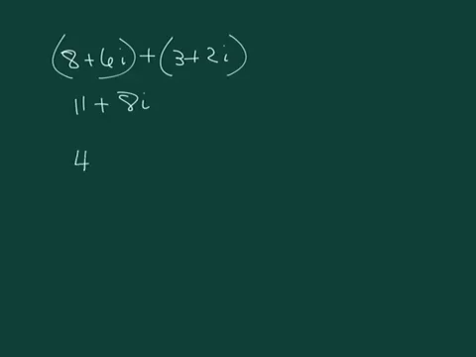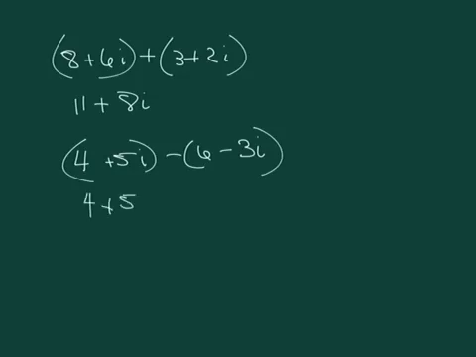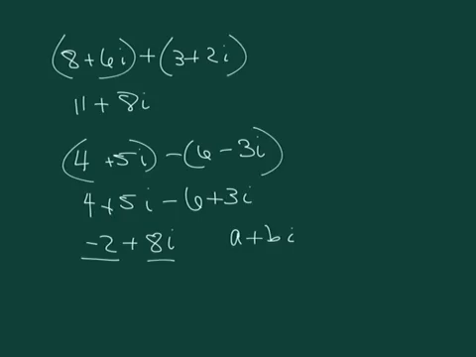If we had 4 plus 5i minus 6 minus 3i, take the parentheses off. Remember, when you take the parentheses off, all the signs change after the negative. So then we get negative 2 plus 8i. And see, this is written in a plus bi form, the real part, the imaginary part. And that's important to do. Make sure you write these in the correct format.